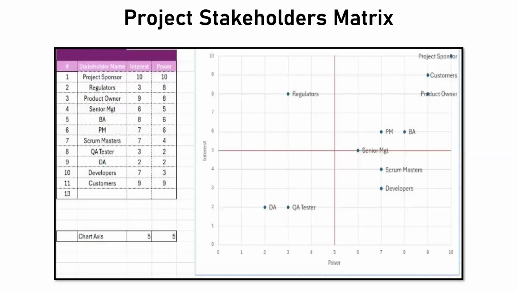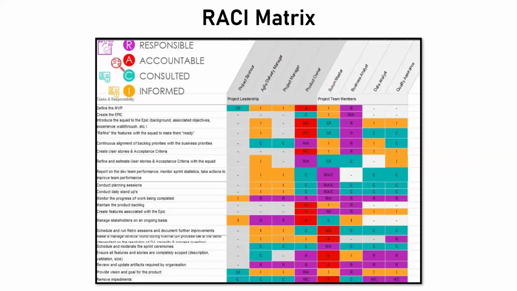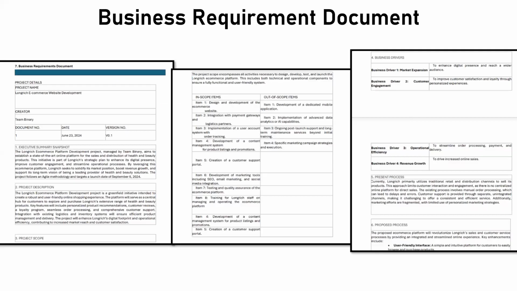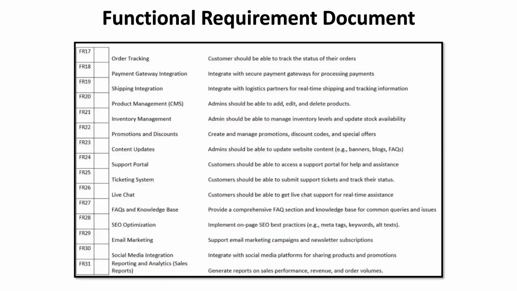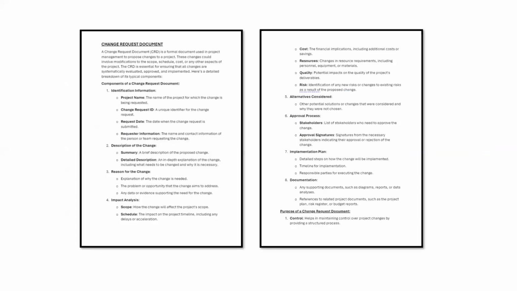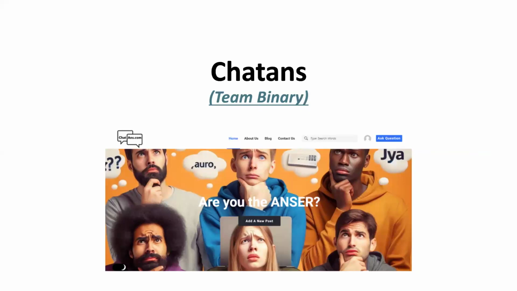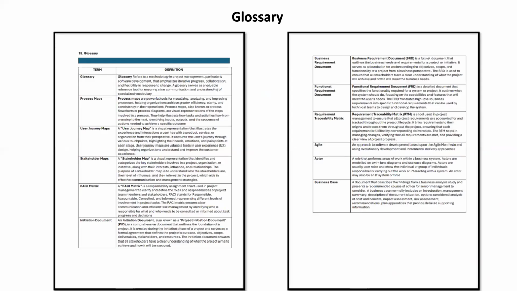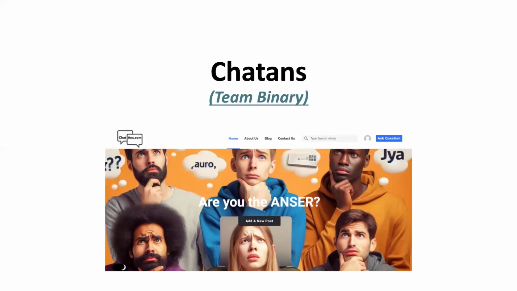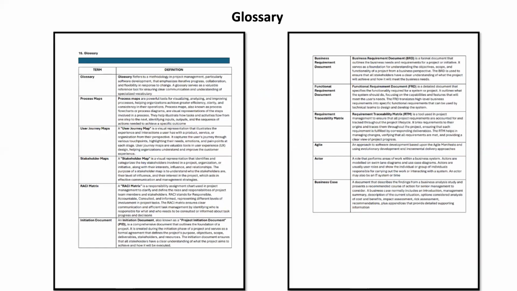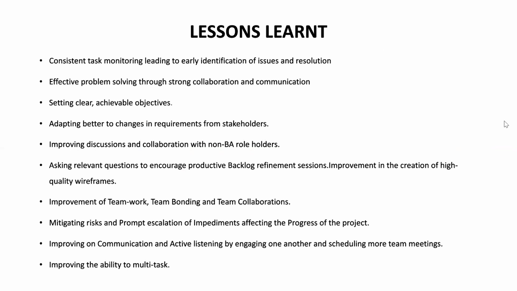Finally, some of the artifacts that we created, like the stakeholder matrix, rating matrix, our business requirement documents, and so many artifacts that helped us to deliver on this project to a very high standard. And here we have charters, which we also individually contributed to as a team. And finally, a glossary. Just to talk about some of the lessons that we learned: to definitely multitask better, communicate better, and mitigate risks.